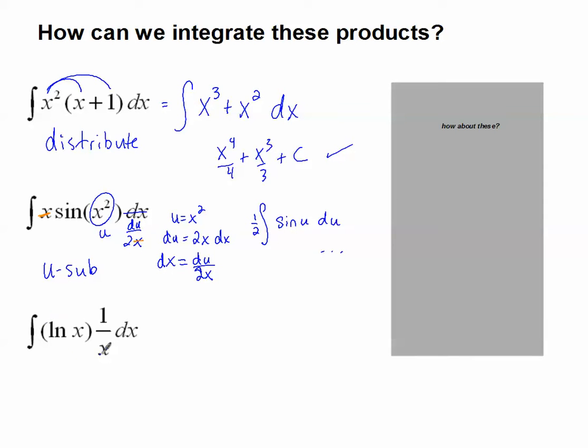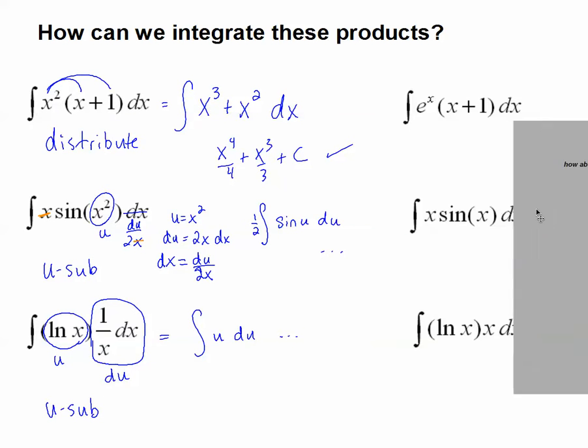What about something like this? Natural log of x times 1 over x. This is a product. But when I do u substitution here, call u the natural log of x, notice all of this is its derivative, du. So this is actually the integral of u du. And then proceed as normal. Again, u substitution takes care of that scenario.